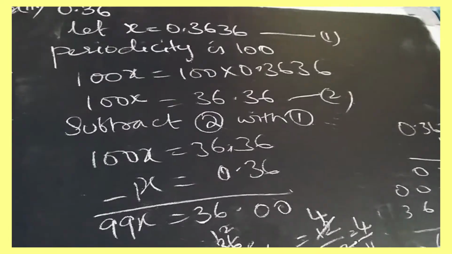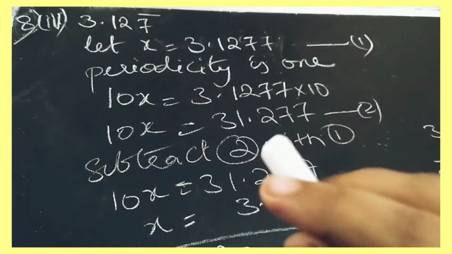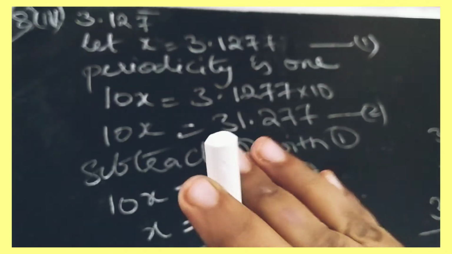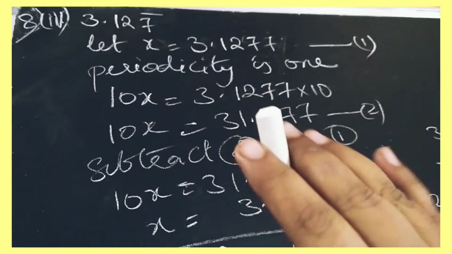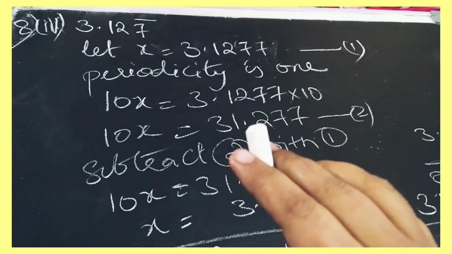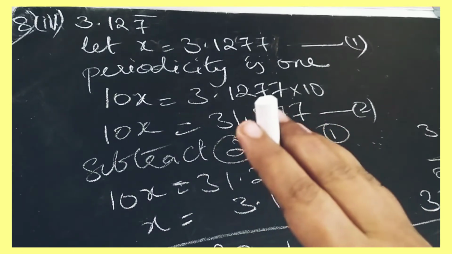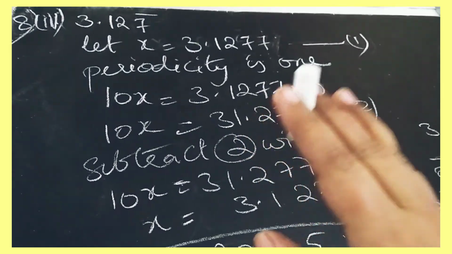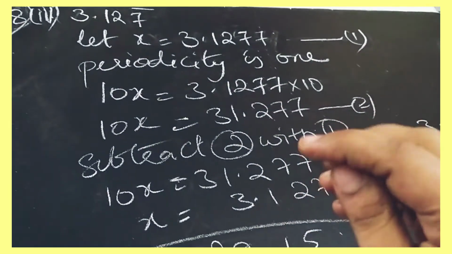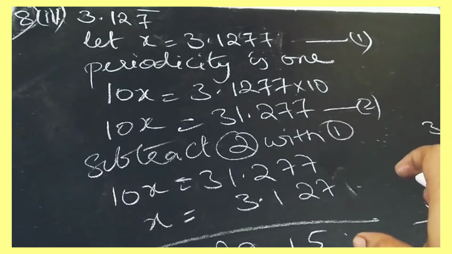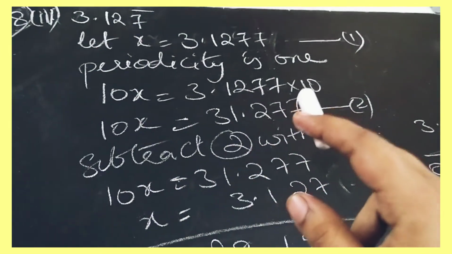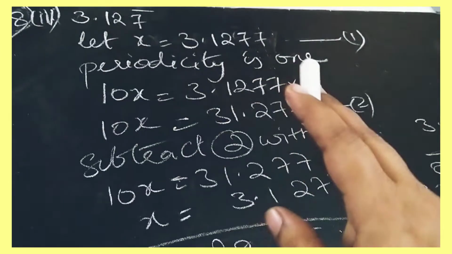Next sum is 3.127 bar. Again, the bar is given on one number, so let x be equal to 3.1277. I am taking these 77 only two times, because if we take three times the multiplication will be very long. So here the periodicity is 1.